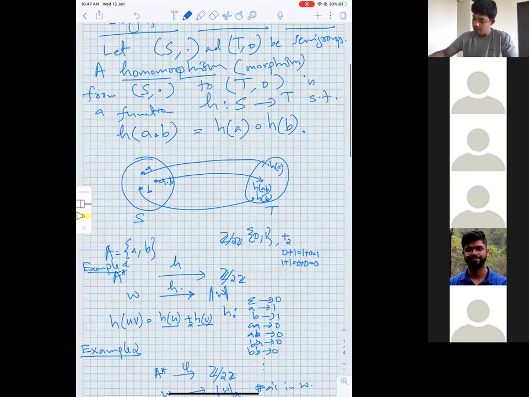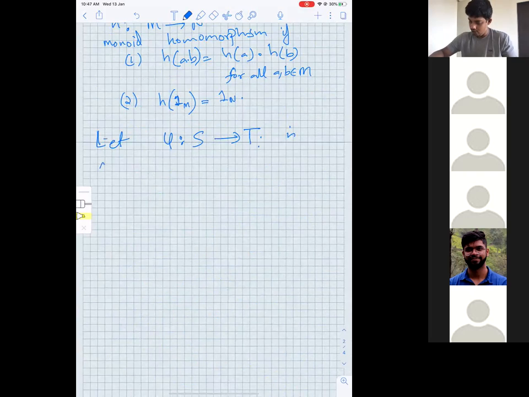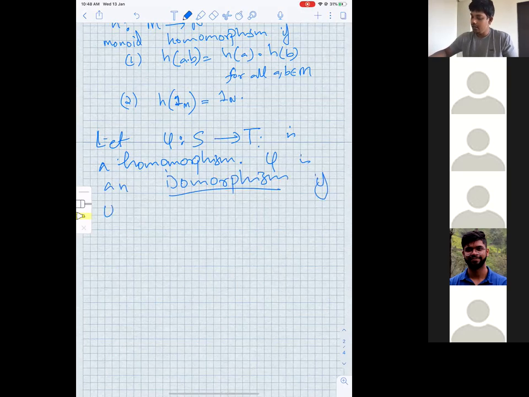So I'm going to write: let phi from S to T be a homomorphism. The operations of S and T are implicitly understood, S has some operation, T has some operation, and phi of ab is equal to phi of a times phi of b for all a, b in S. Phi is an isomorphism if phi is a bijection between S and T.